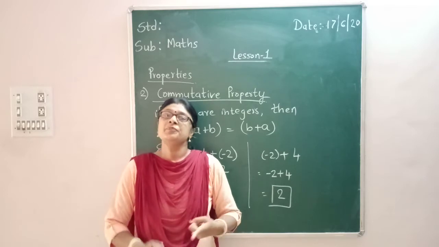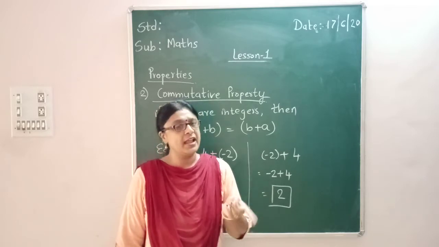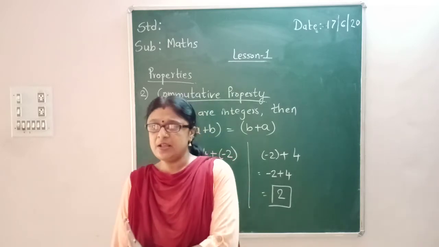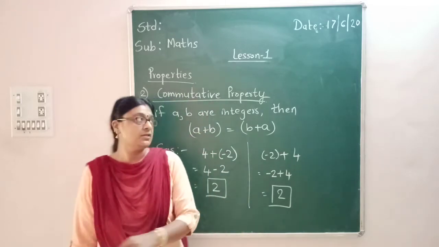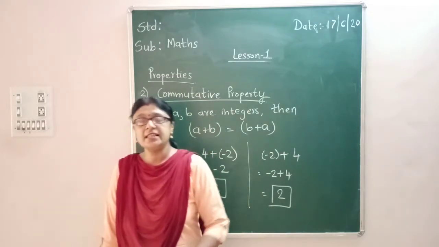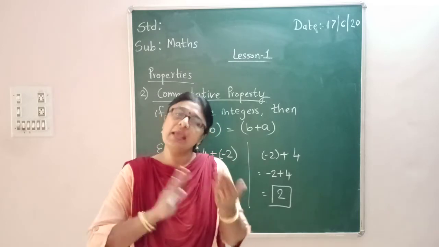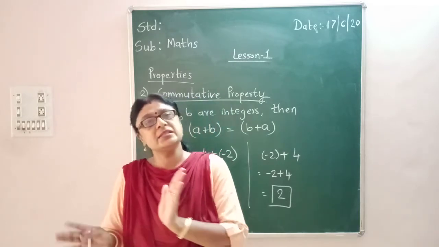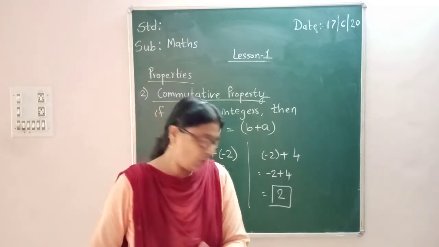So you have to remember, what is closure property? That if A and B are integers, then A plus B and A minus B are also integers. What is commutative property? That if A and B are integers, then A plus B is same as B plus A. Is that clear? Okay.